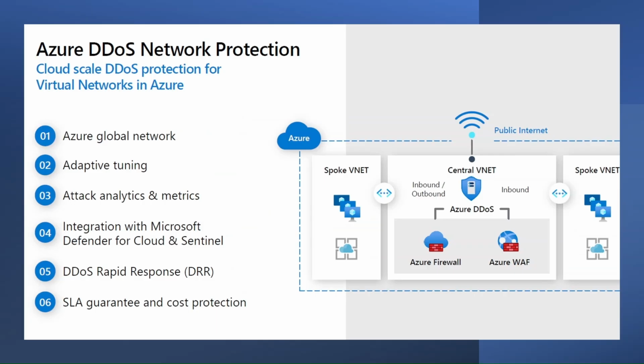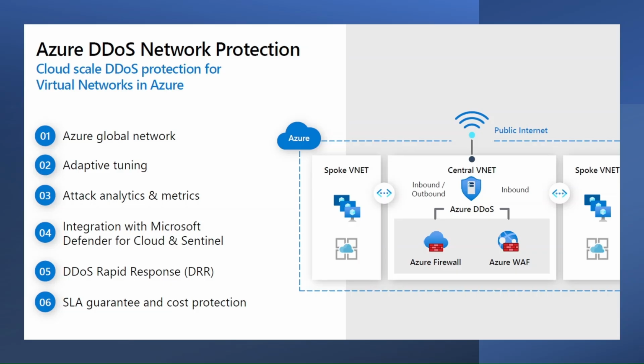Azure has two different SKUs other than the basic, which comes out of the box: the IP protection, and DDoS network protection. Let's see how DDoS network protection works. It was called advanced protection earlier. Now it has been renamed to network protection, which protects an entire virtual network.